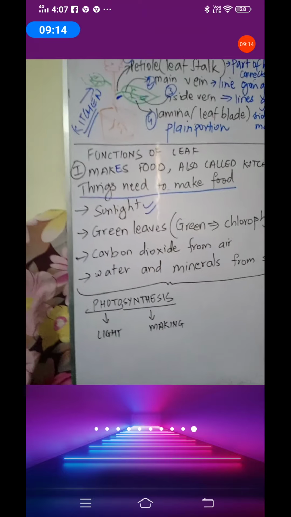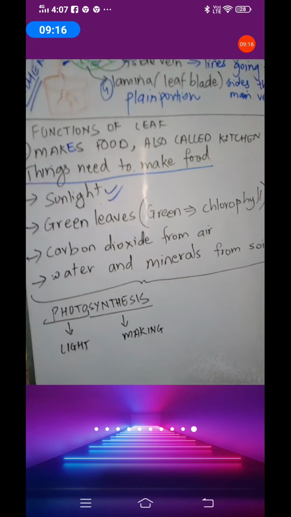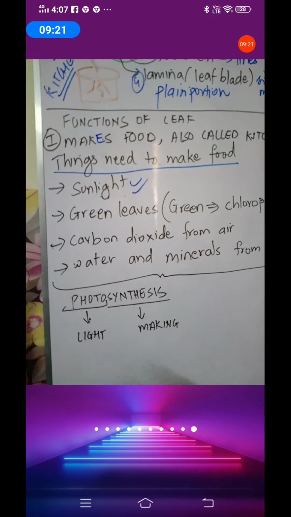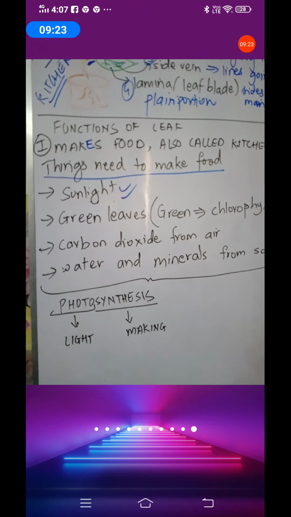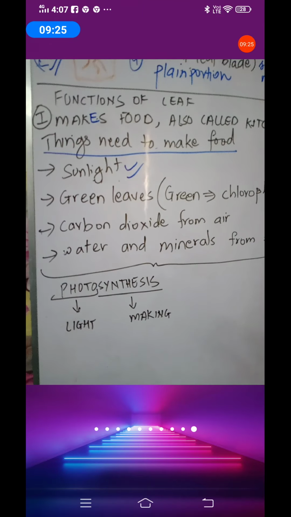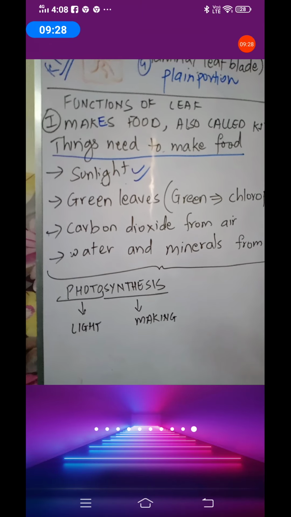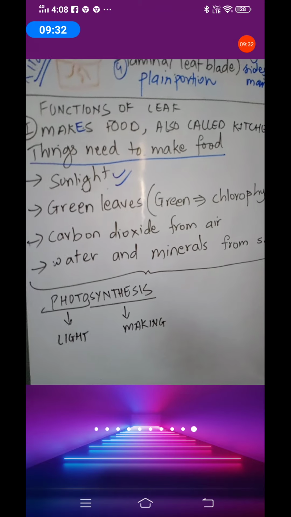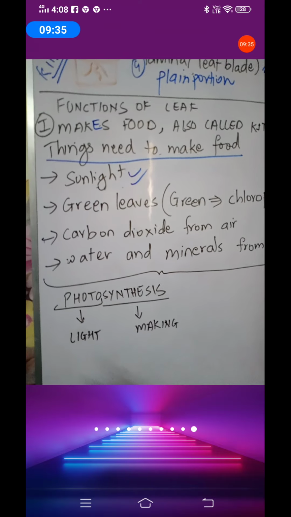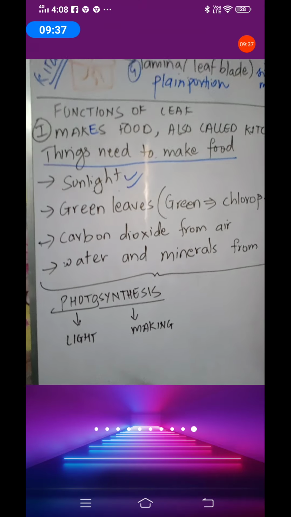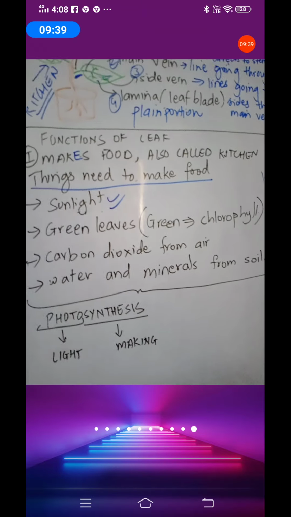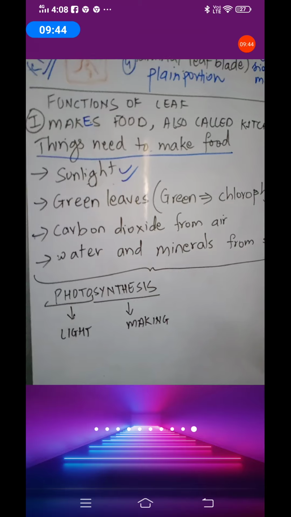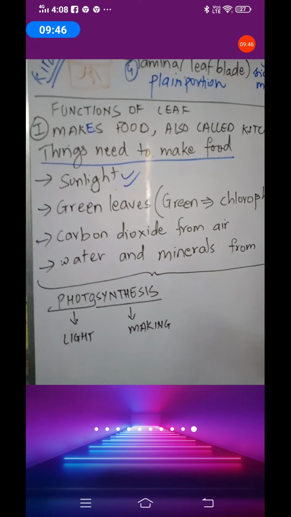Okay, why am I teaching you all these things? I'm teaching you all these things because now we are looking into the functions of the leaf. And the first function of the leaf is that the leaf is the kitchen of the plant. The leaf prepares the food for the plant. The leaf is very important, and if the leaf is not there, then food cannot be made. So you need to understand that it is in the green leaves that they prepare the food for the plant.